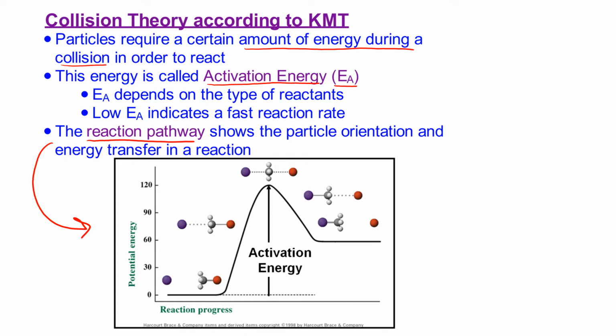So here we have our reactants on the left-hand side. We have our products on the right-hand side. The amount of energy that the reactants need to have in order to react is called that activation energy. And then we have this difference here, which is what we're going to call delta H. And we're going to come back to this idea of delta H and what that means in a little bit.